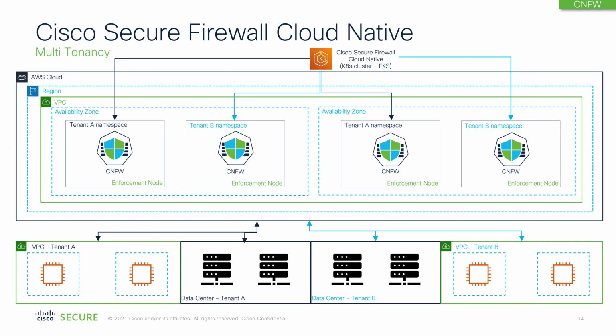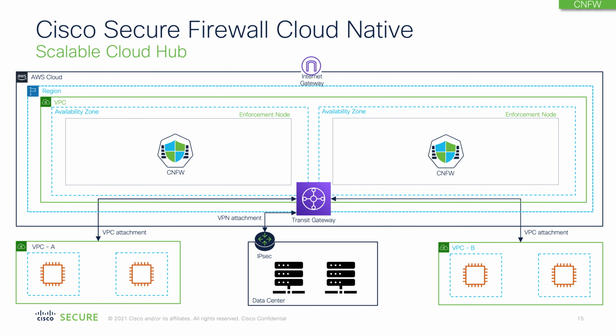So for example, in this diagram, what I've shown is you have tenant namespace A and you have tenant namespace B. And in addition to that, you have connectivity going back to their respective data center and their cloud environment. So you can enable multi-tenancy.